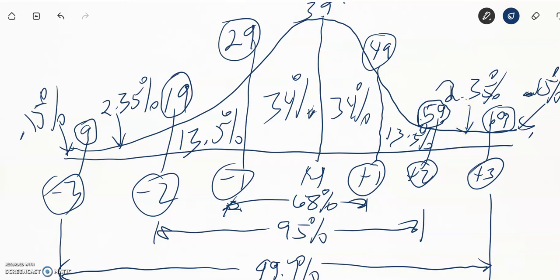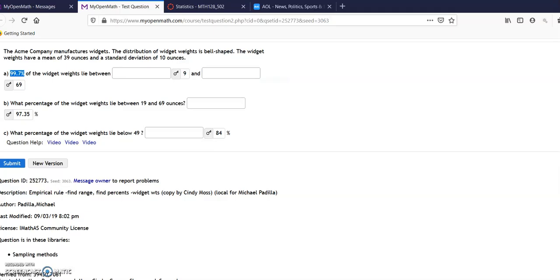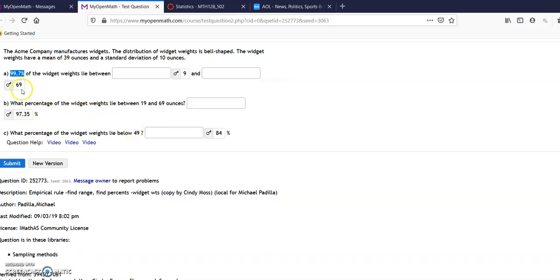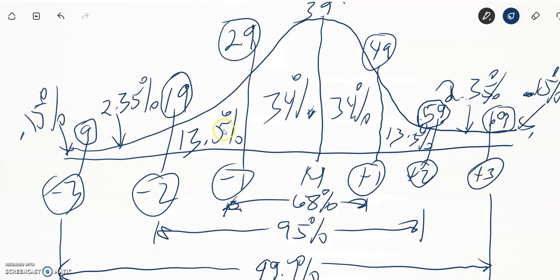Okay? If you add all those up between 19 and 59, what is it, 19 and 59? No, 19 and 69. Okay? So you go 13.5 plus 34 plus 34 plus 13.5 plus 2.35. And when you add them up, you get 97.35%.